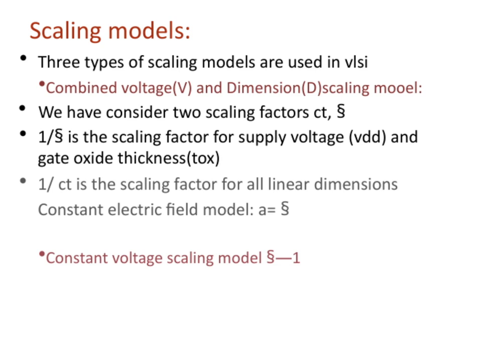Next is the constant electric field model, where alpha equals sigma, meaning both dimensions and voltage scale by the same factor to maintain a constant electric field. Lastly, there's the constant voltage scaling model, where sigma equals 1, so voltage remains unchanged while dimensions scale. Understanding these models helps us predict how device characteristics change as we shrink technology nodes.